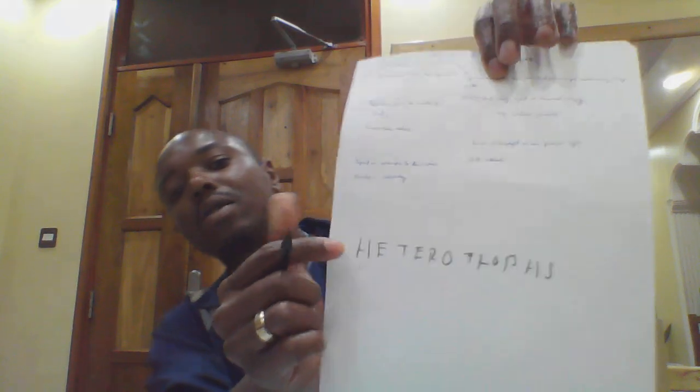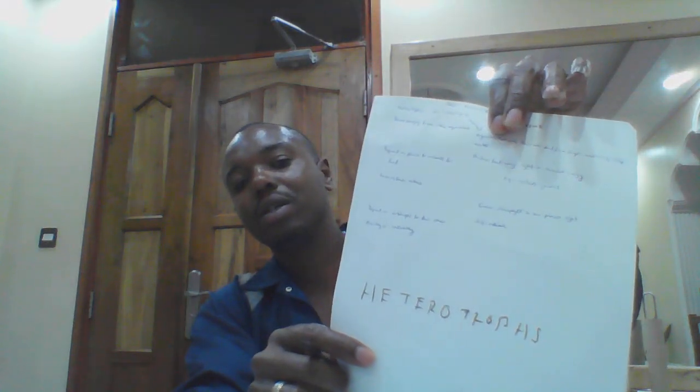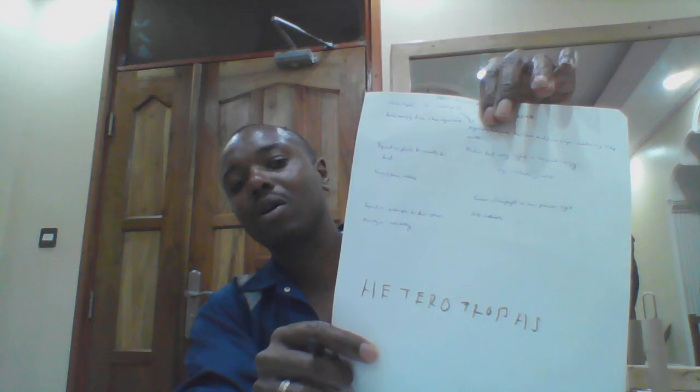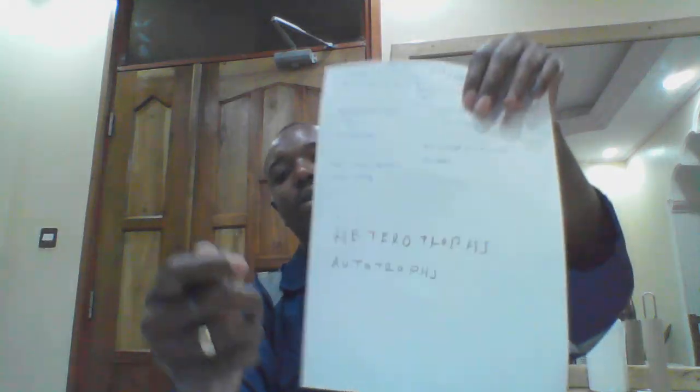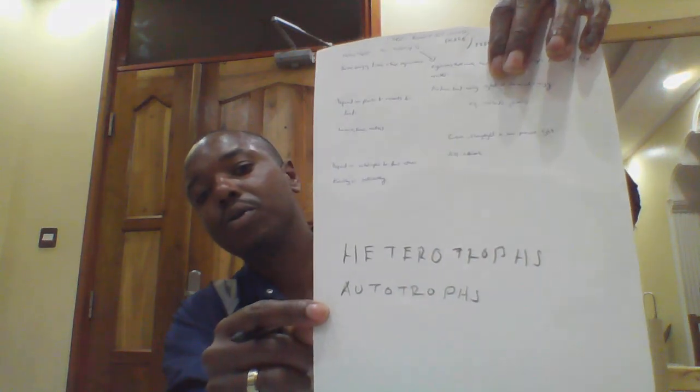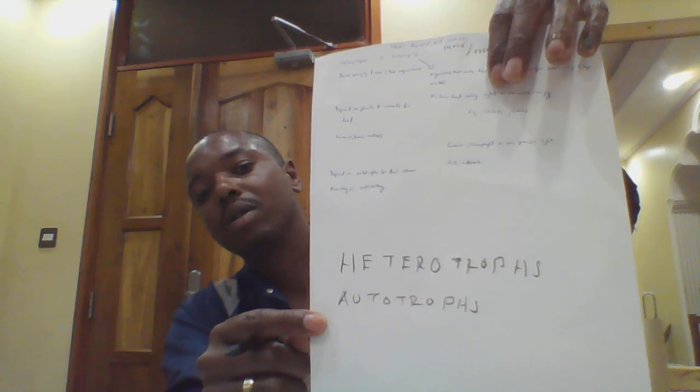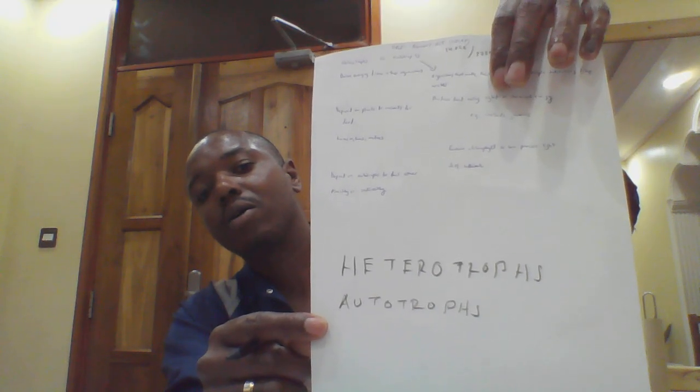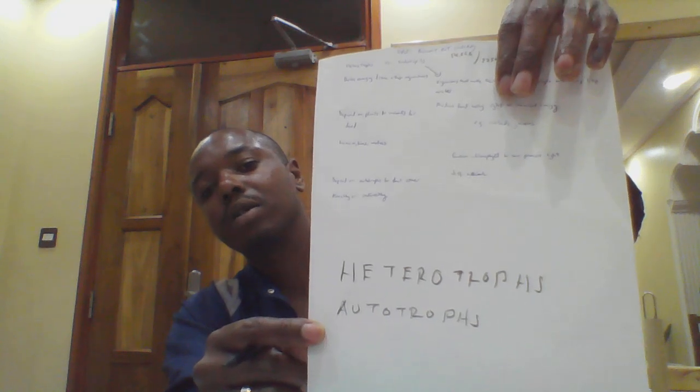Heterotrophs. My bad. Heterotrophs. And then autotrophs is spelled like automobile, but trophy. Like automobile trophy. Autotrophs. So if you didn't get it, you can just rewind the video and pause it at your leisure.